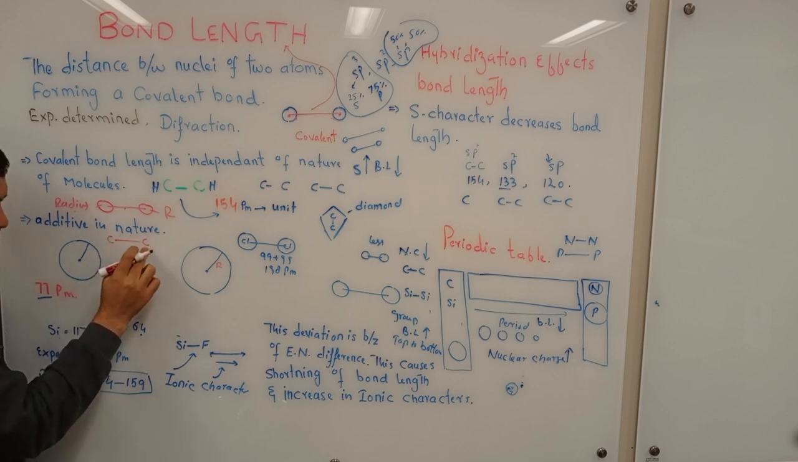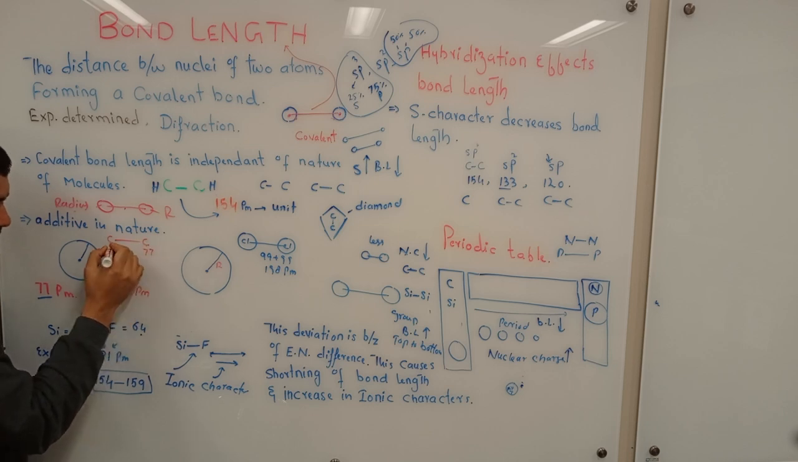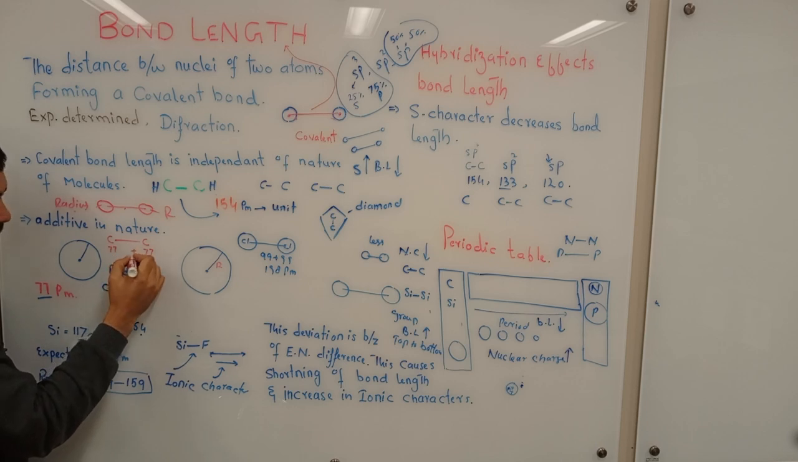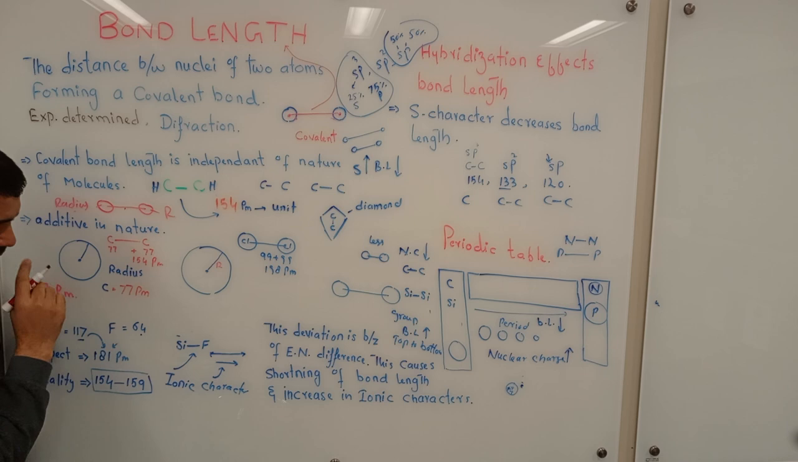You know that the radius of this carbon is 77 and this carbon is also 77. If you add them, you will get 154 picometer. Simple. Similarly, for other atoms, you can do the same practice.